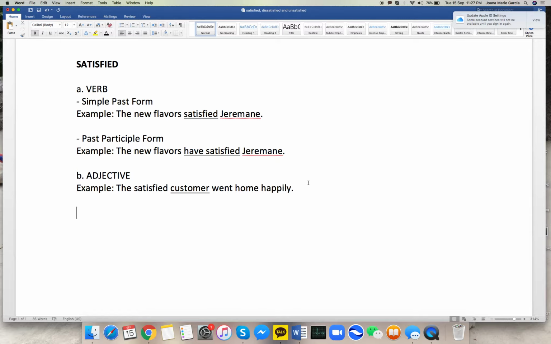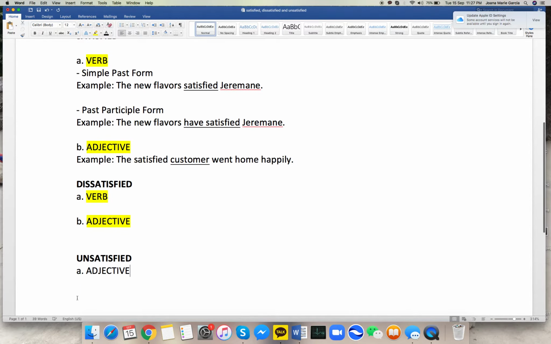Now, since we're done with the positive part, let's move on to the negative form, which is the word dissatisfied and unsatisfied. Let's focus first on dissatisfied. Dissatisfied can also be used in two different ways. It can be used as a verb, and it can also be used as an adjective, the same thing with the positive form. But for the word unsatisfied, this is only used as an adjective. So that's one of the main differences.